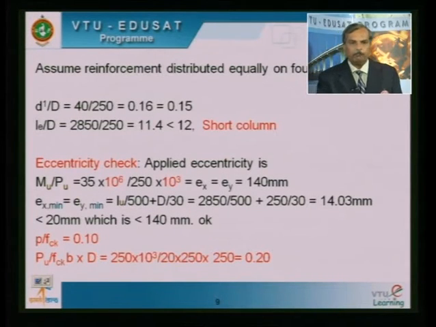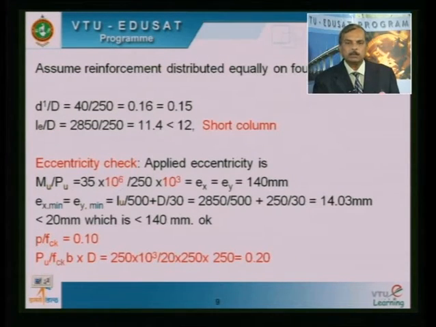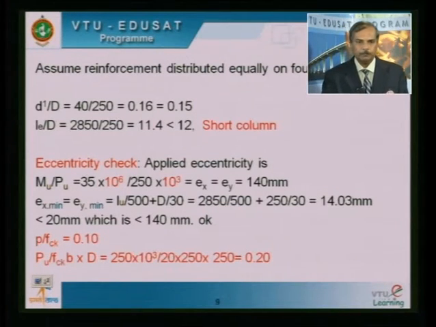So 40 mm is what the effective cover, and you can even increase the effective cover marginally depending on what order of cover is required in practice. Now with this effective cover, and also by assuming the reinforcement distributed on all the four sides, because the column is square, so that I can put the reinforcement on all the sides, d' by D, the effective cover to the depth ratio, is 40 by 250. So this is nothing but 0.16. So 0.16 is close to 0.15, and the chart corresponding to 0.15 is to be used.